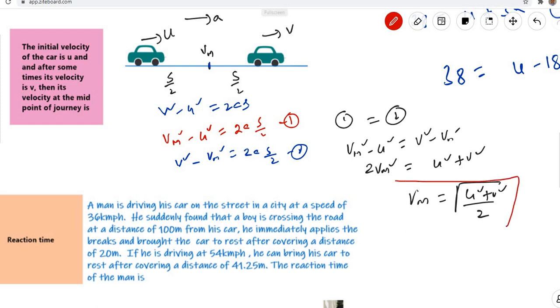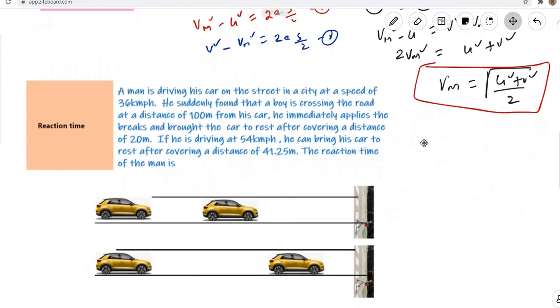Velocity of the body at the midpoint is root over (u square plus v square) by 2, but it's a simple problem. This depends on what is called the equation of motion, that is v square minus u square equals 2as. Now let's move on to the next question.